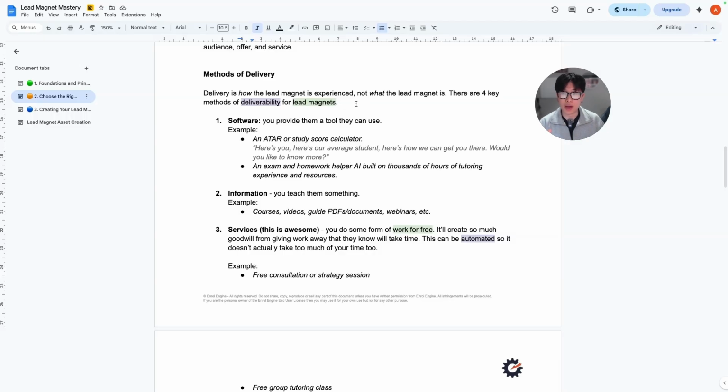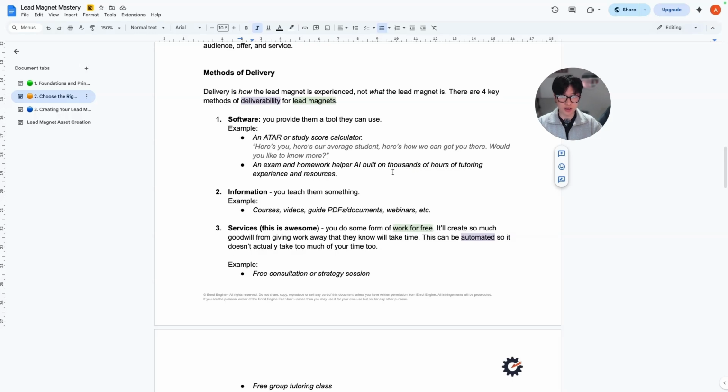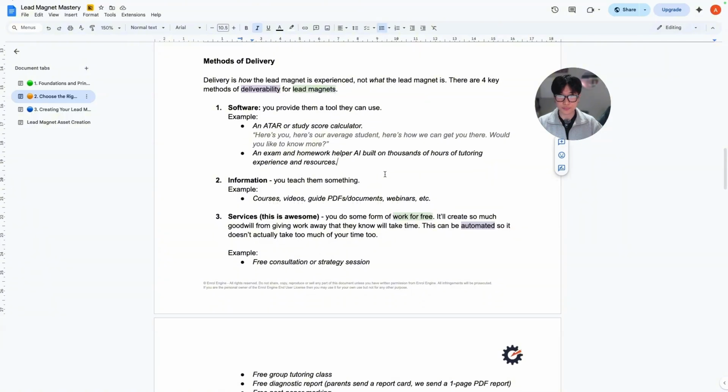The first is software. You provide them a tool they can use. An example in the tutoring niche is ATAR or study score calculators. And you can add a text here that can really help transition into the next step, which is: here's you and your score, here's our average student, and here's how we can get you there. Would you like to know more? It works great. You can also have an exam or homework helper AI that's built on thousands of hours of our tutoring experience and resources, given that you have the resources allocated for this.